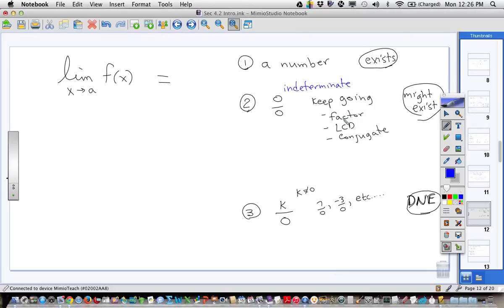Okay? And then you factor and cancel. Then you plug in your 2. And then you get your limit. Or the other thing that can happen is you get something over 0, like 7 over 0 or 3 over 0, instead of 0 over 0. In that case, we said the limit does not exist.